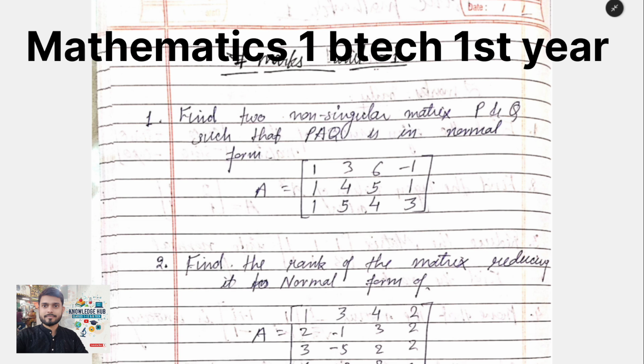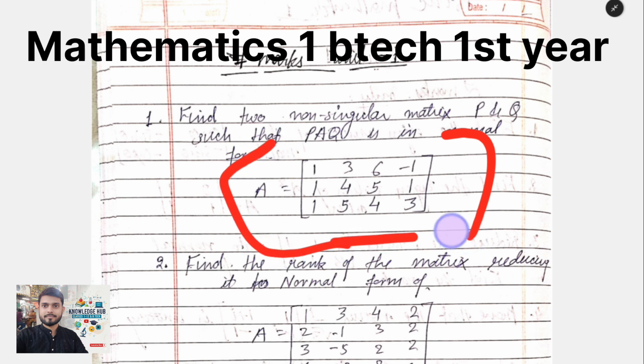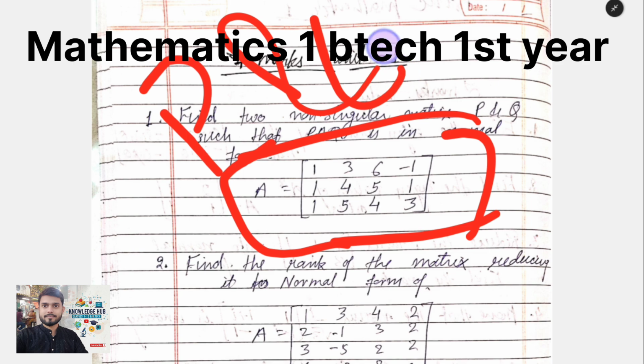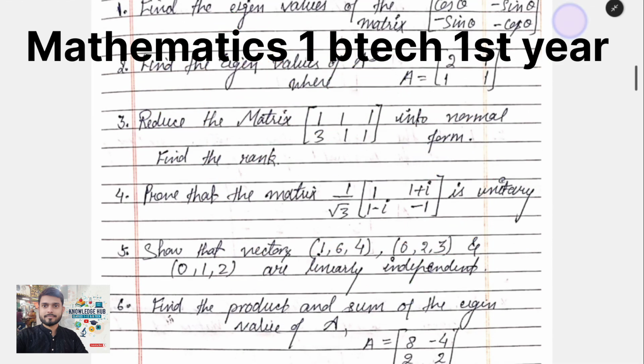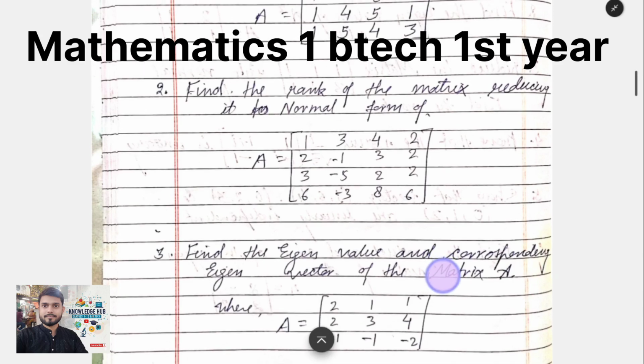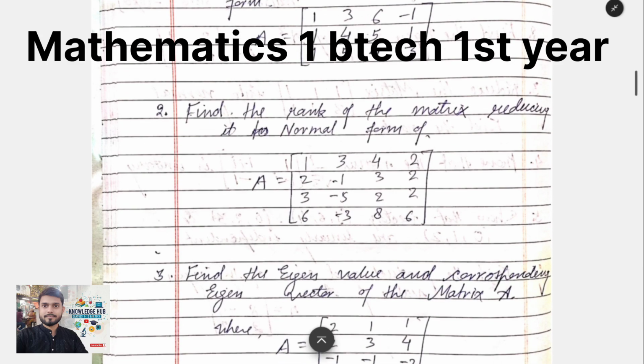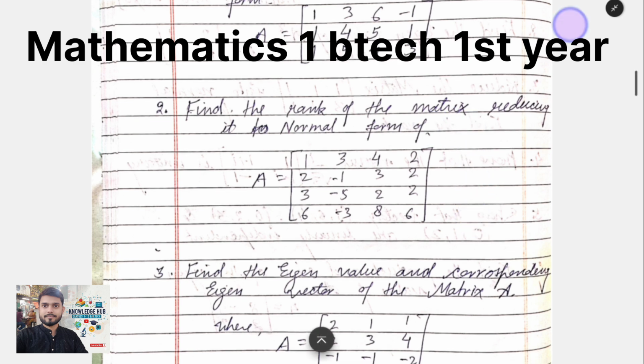Find two non-singular matrices P and Q such that PAQ is in normal form. This is basically one type of matrix. I am solving this matrix in the form of PAQ, where A is linearly independent. Now we proceed to the second question. Find the rank of matrix A by reducing to normal form, where A is this matrix.